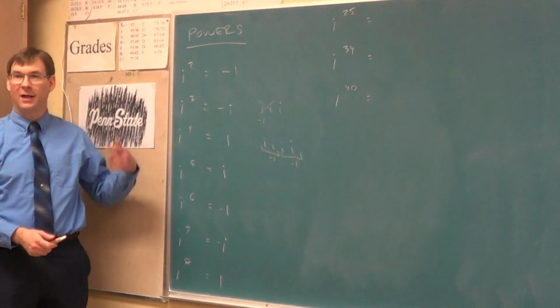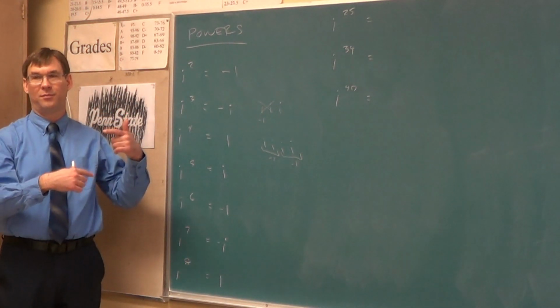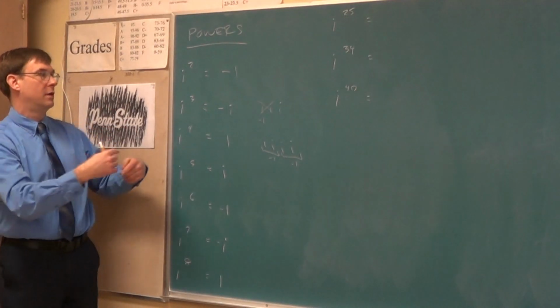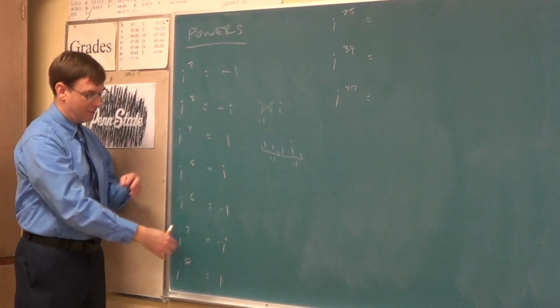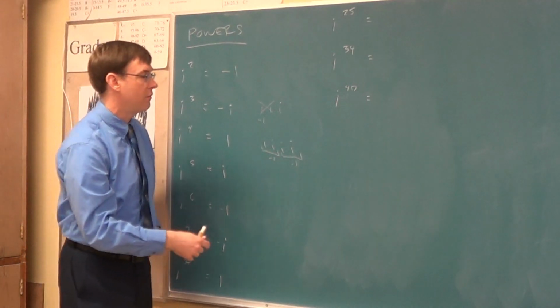And at some point you realize it's just going to keep repeating, like cycling through. There are going to be negative 1s, negative i's, 1s, and i's. It's just going to go forever and ever and ever.